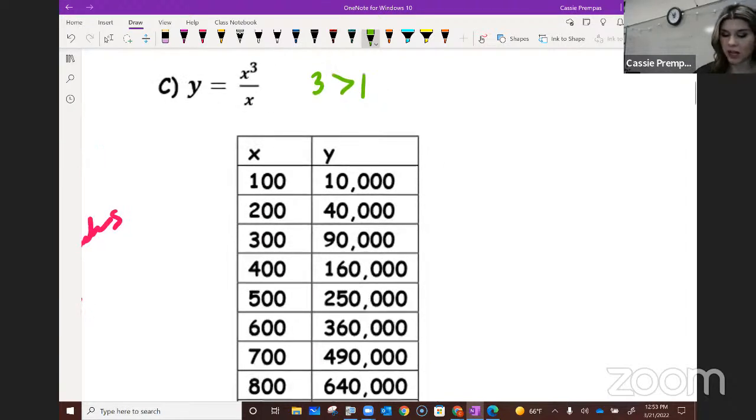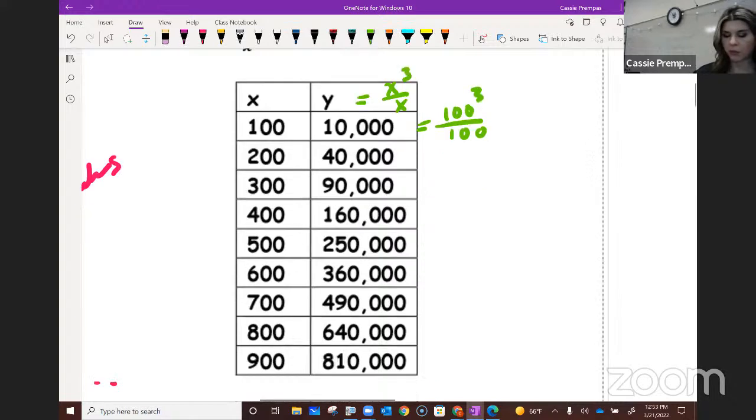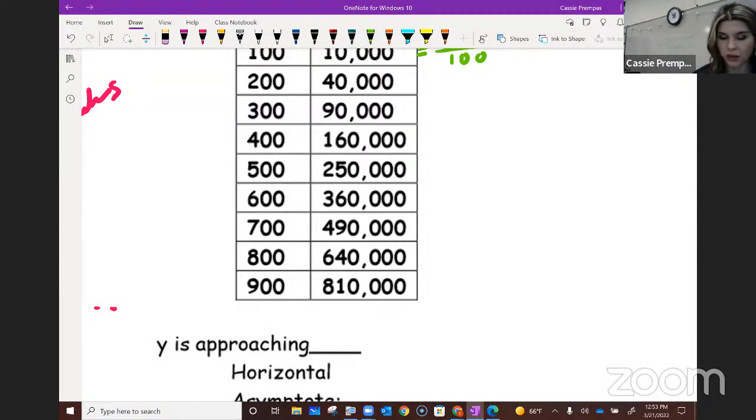Just so you understand what's happening in this table, the y values come from this function, x cubed over x. So if you plugged in 100 and you did 100 cubed divided by 100, you would get 10,000 to come out. If you plug in 200, you're going to get 40,000. If you plug in 300, you're going to get 90,000. When you keep going, when you plug in 900, you're going to get 810,000.